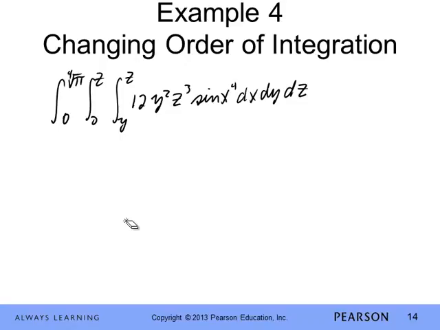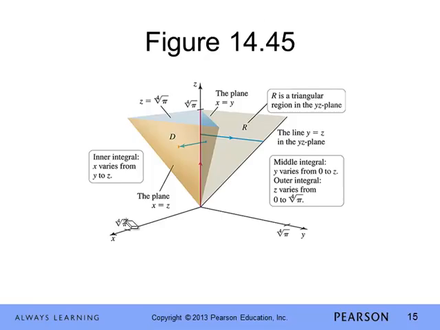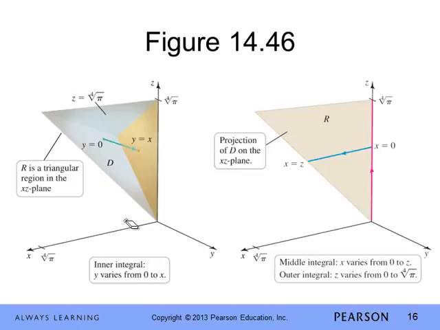Well, what you need to do is change the limits of integration so that when you do your first, innermost integral, it's going to involve a limit involving x. So here's what we're going to do. When we rewrite this and change the limits of integration, we are going to integrate with respect to y first.